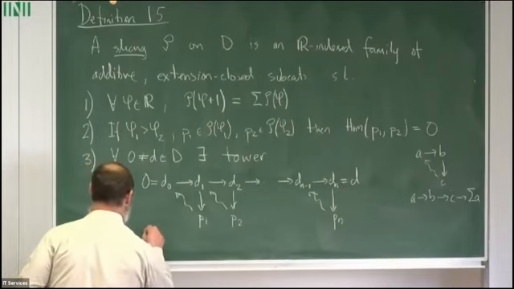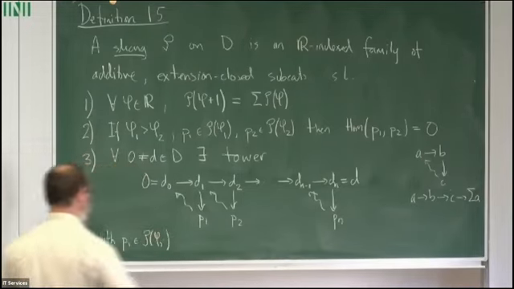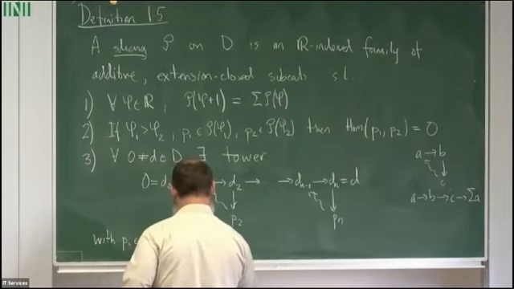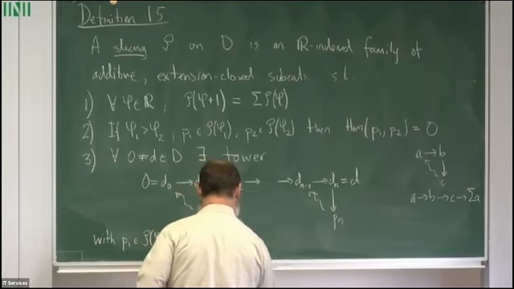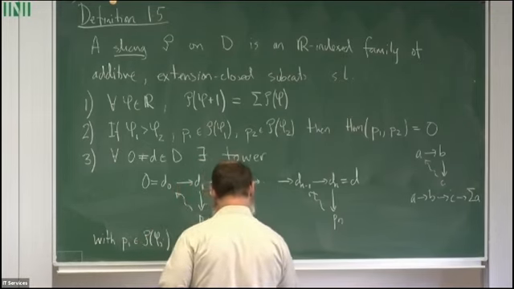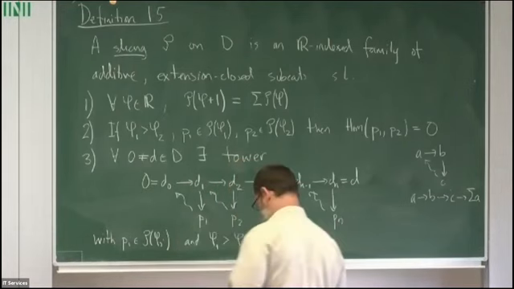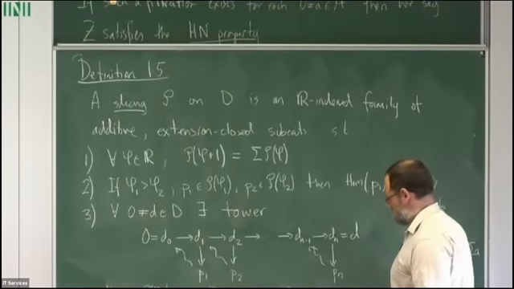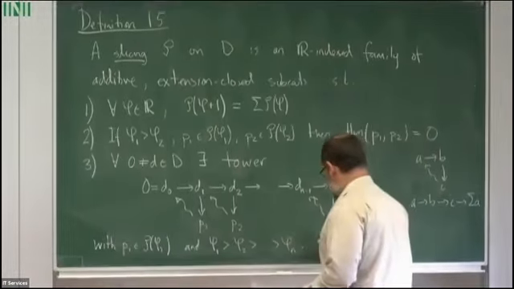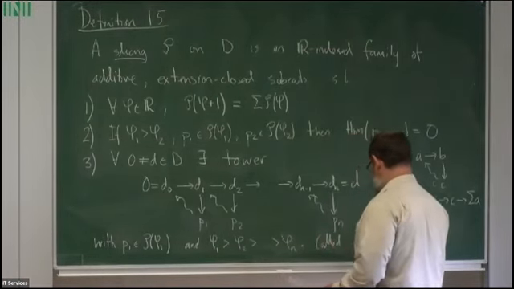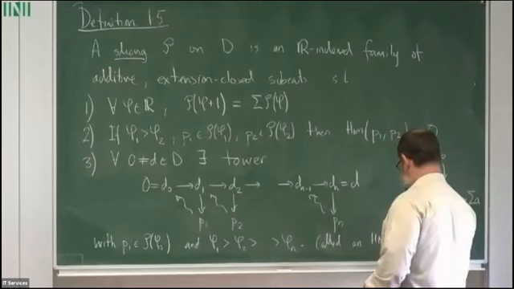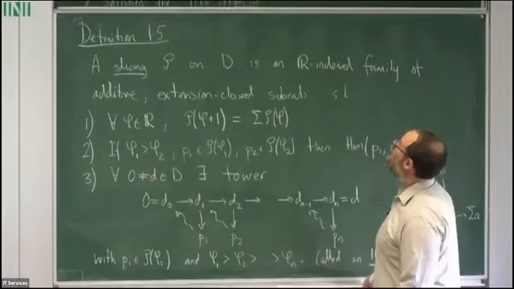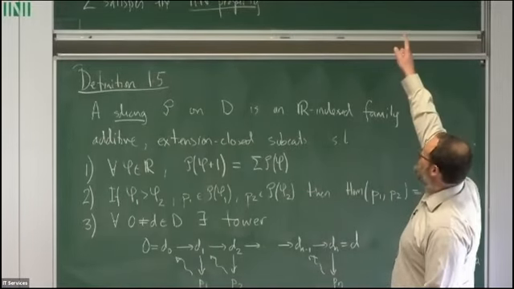P_i in the slice indexed by phi_i, and these phi's strictly decreasing. Okay, and this is also called an HN filtration. So if you look on the board above, you see precisely that this here is.